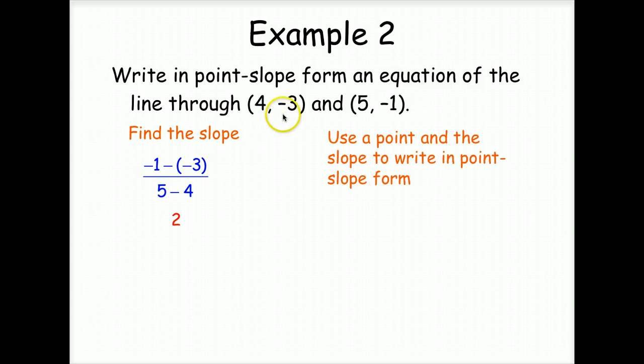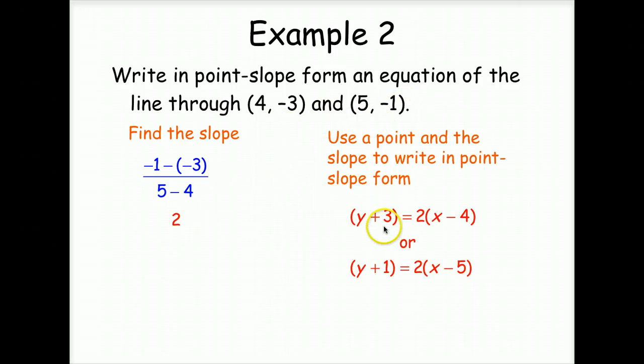Now we can use either one of these points and this slope to write point-slope form. The reason it doesn't matter is any point that you use with this slope is going to go through the other point. So you get to choose. Your equations are either going to be y plus 3 is equal to 2 times the quantity of x minus 4, or y plus 1 is equal to 2 times the quantity of x minus 5.